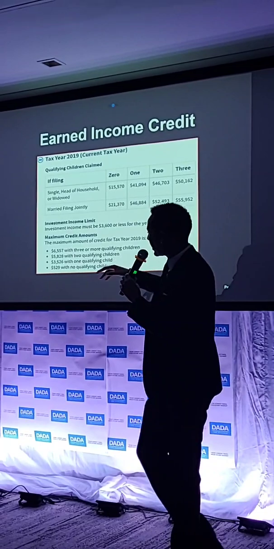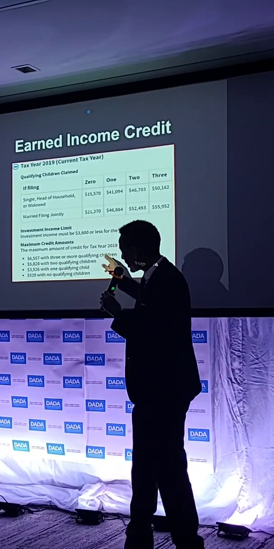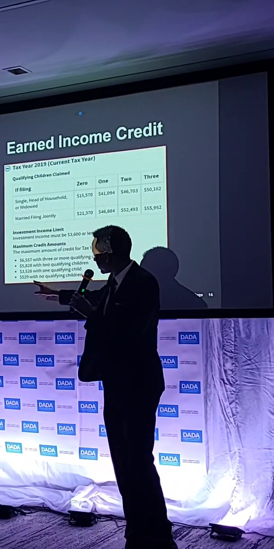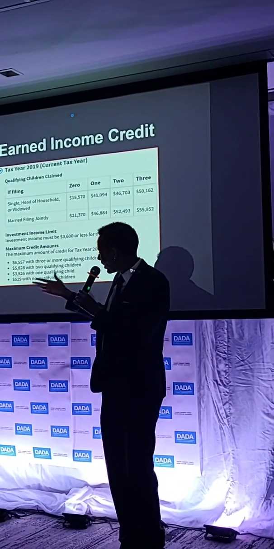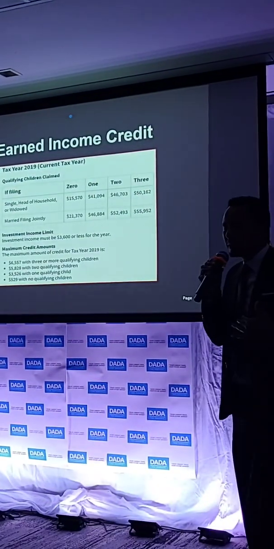The maximum credit that you can get is up to 6,500 if you have 3 children; with 2 children it's this amount, with 1 child this amount, and if you don't have any children, it's 529 only. So some people are harmed.